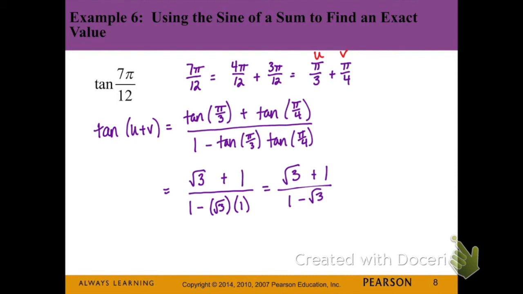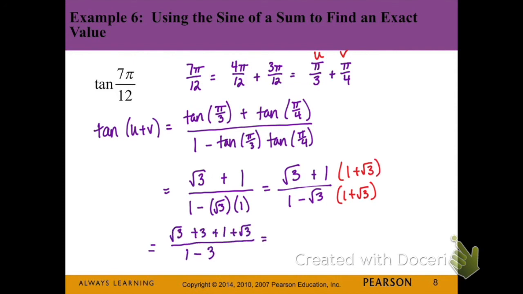So multiply the top and the bottom by 1 plus square root 3. So we're taking our denominator and changing the sign. Use FOIL to multiply the 2 tops together and for the bottom. In the end, I had a common factor of 2 that I could divide out of all 3 of those terms. So my final answer is -2 minus square root 3.